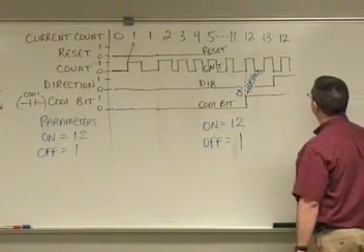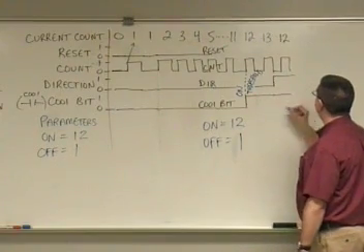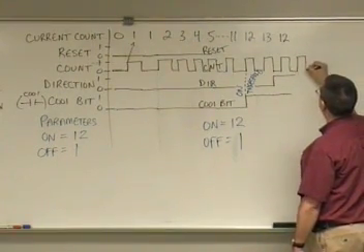Okay, so let's do it again. So C001 is still high. Let's do it again. What happens to my current count?